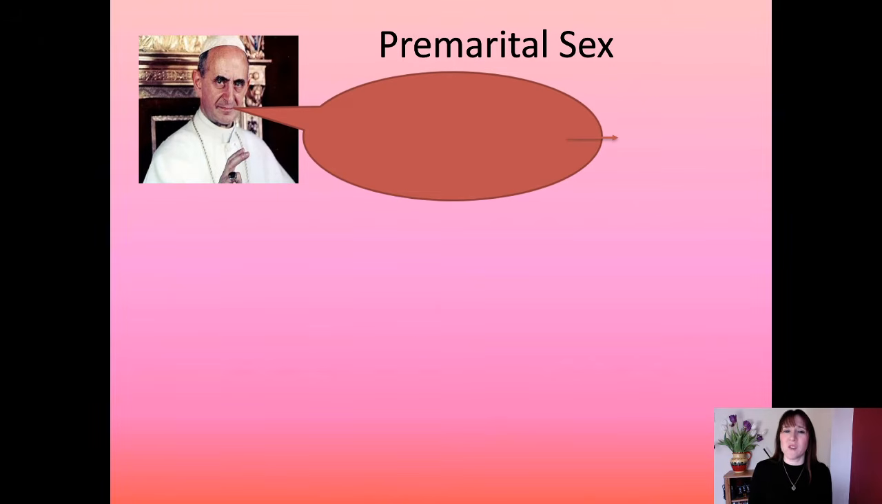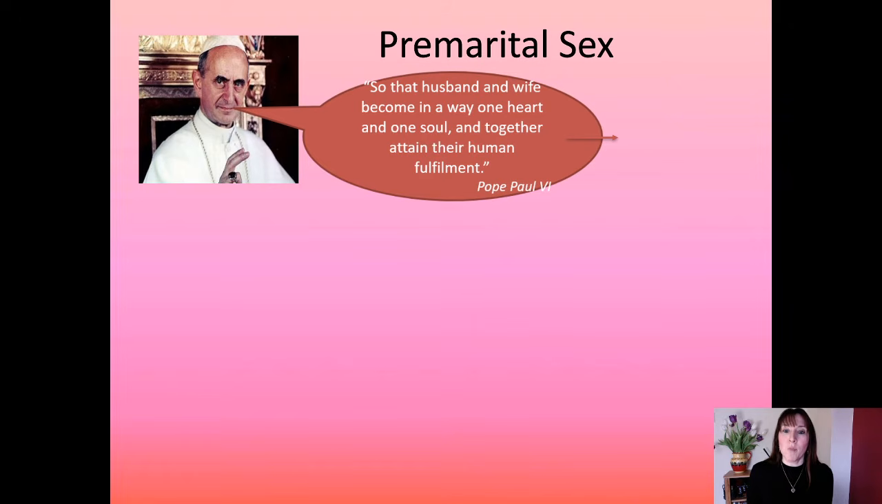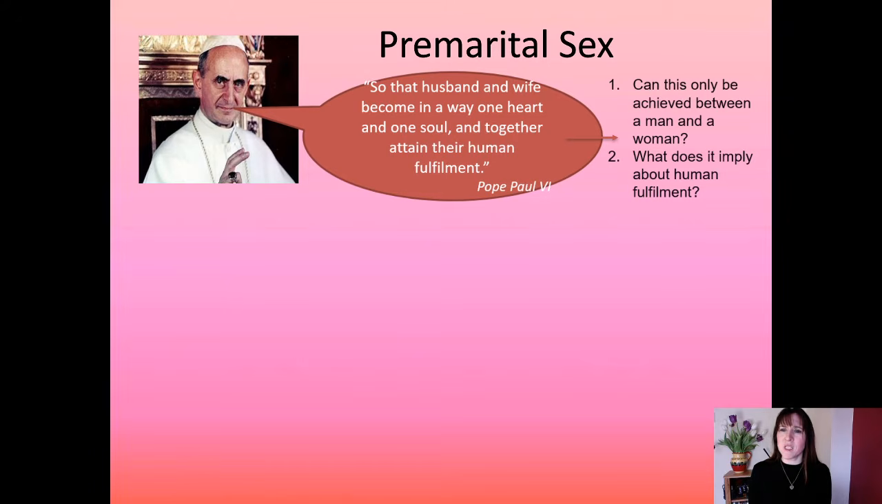Premarital sex, where better to start than the Catholic Church? Pope Paul VI: so that husband and wife become in a way one heart and one soul, and together attain their human fulfillment. What I want you to think about is, can this only be achieved by a man and a woman? He implies that only a man and a woman can be one heart and one soul. And what does this imply about your human fulfillment? Well, it implies that unless you get married, unless you become husband and wife, you will never be fulfilled. It implies that together you can achieve your human fulfillment. So if you didn't do it, does that mean you're no longer fulfilled?